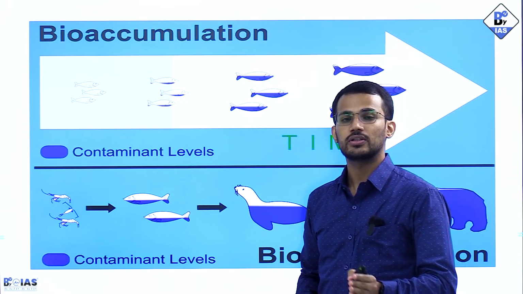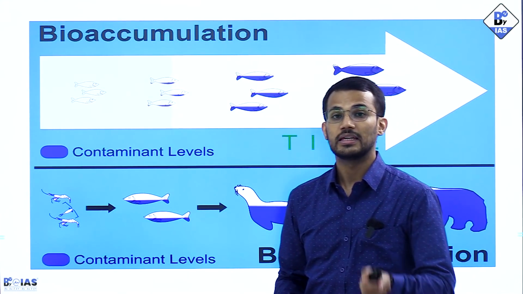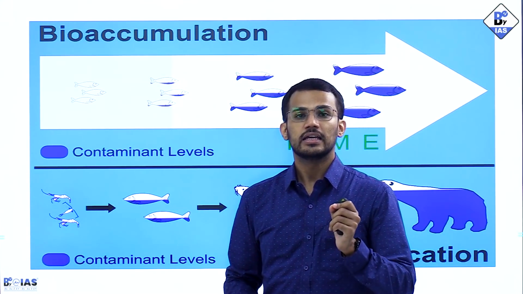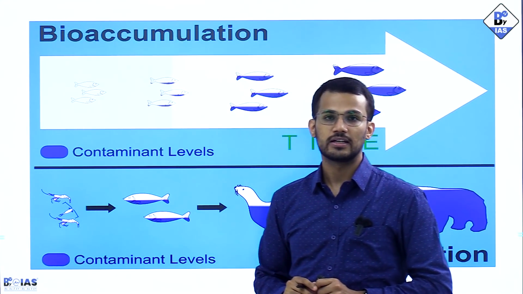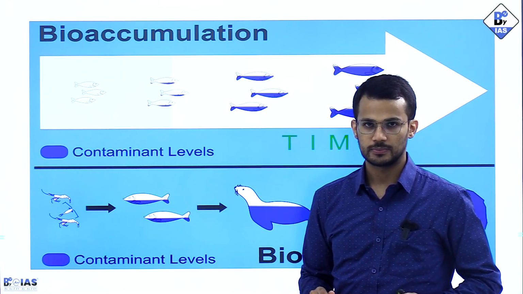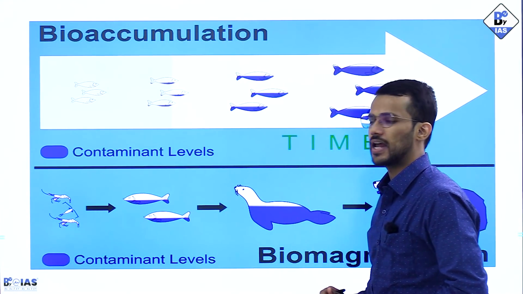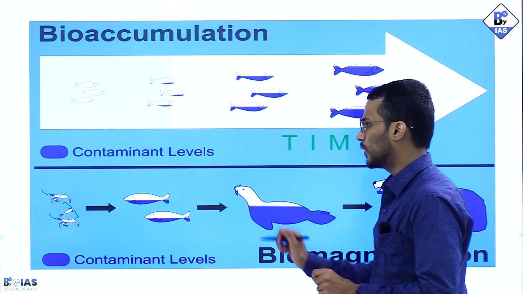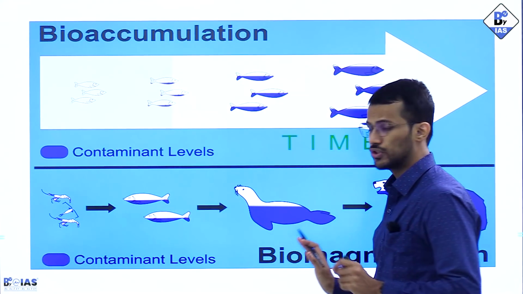So the concentration of contaminant is increasing over a period of time inside the body of an organism, and this concentration is higher than the concentration of the contaminant in the environment, right? But on the other hand, this second half of this diagram is about biomagnification. And you can see that the biomagnification, so this is a particular food chain.